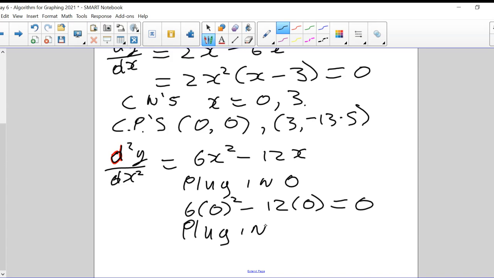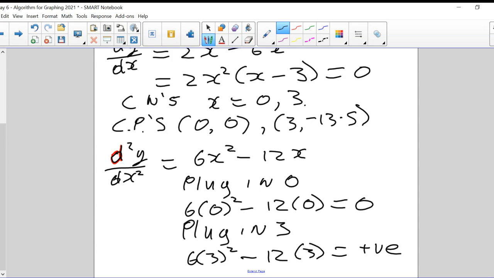Plug in 3, we're going to get 6 times 3 squared minus 12 times 3. So this is 9 sixes, 54, minus 12 threes, 36. Whatever it is, it's positive. Yeah, it's positive.